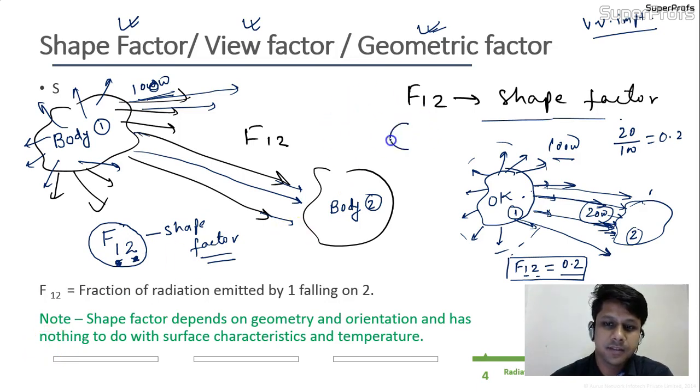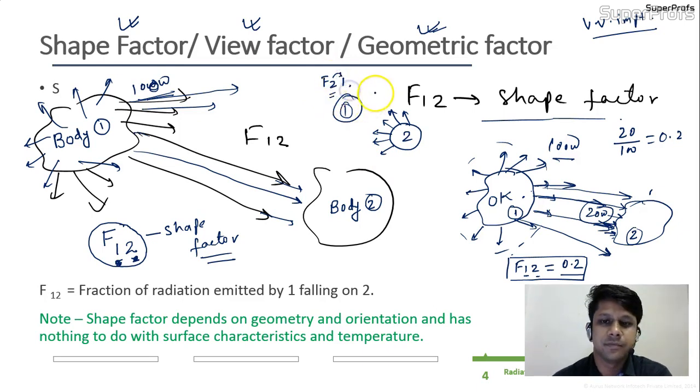Now let us say 2 is radiating and 1 is in its neighborhood. If you want to find out how much fraction of radiation of 2 is falling on 1, then it will be F21. So the fraction of radiation of 2 that is falling on 1 is denoted by F21.